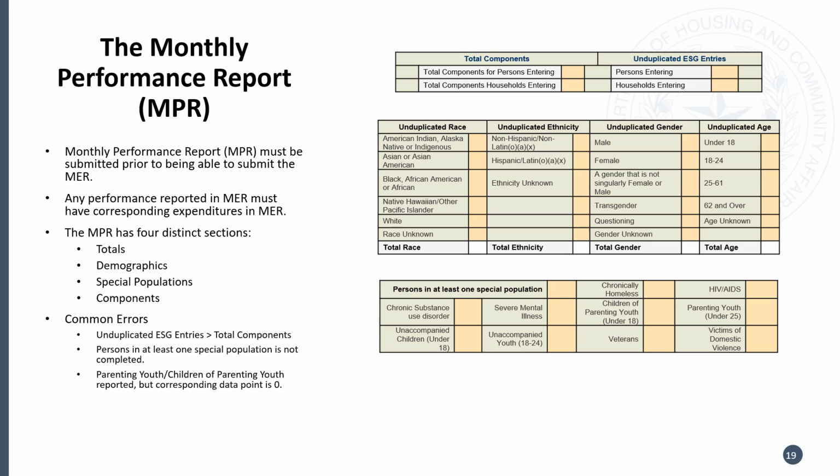Some common deficiencies that we see in this section is the overarching special populations box not being completed, but values existing in the subcategories. Another is when parenting youth are reported, but their children are not reported, and vice versa. If one is completed, the other must be completed as well.